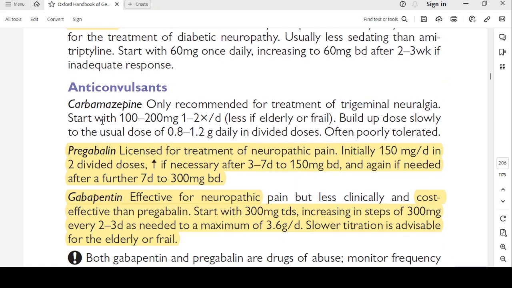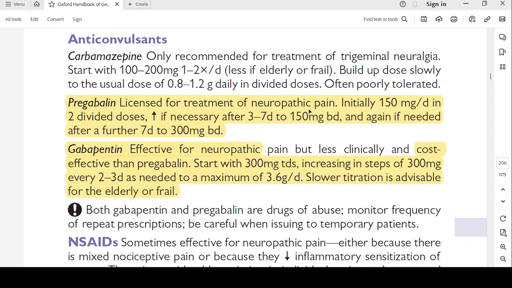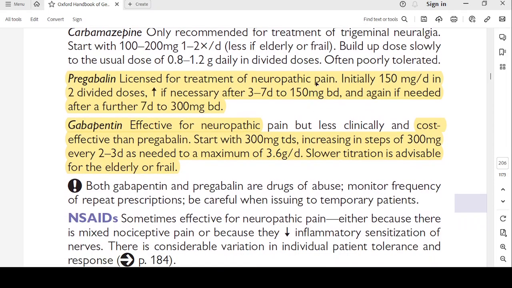Anticonvulsants, carbamazepine. Only recommended treatment for trigeminal neuralgia. Start with 100 to 200 milligrams 1 to 2 times per day, less if elderly or frail. Build up the dose slowly to the usual dose of 0.8 to 1.2 grams daily in divided doses, often poorly tolerated. Pregabalin is licensed for the treatment of neuropathic pain, initially 150 milligrams per day in 2 divided doses.